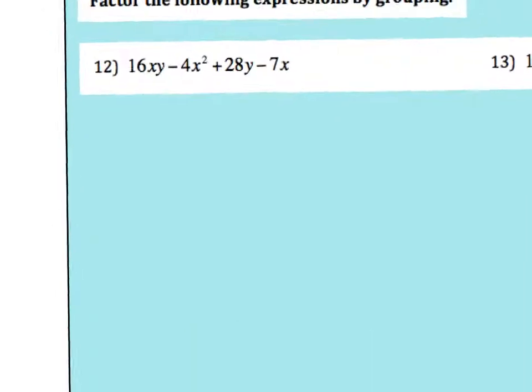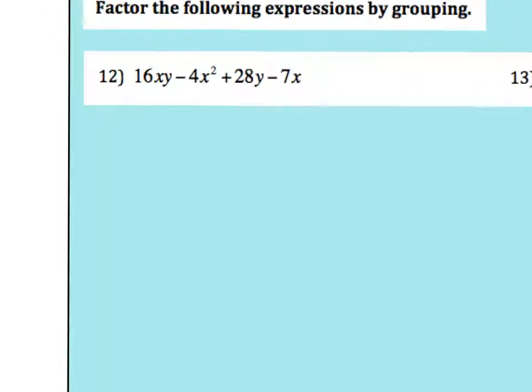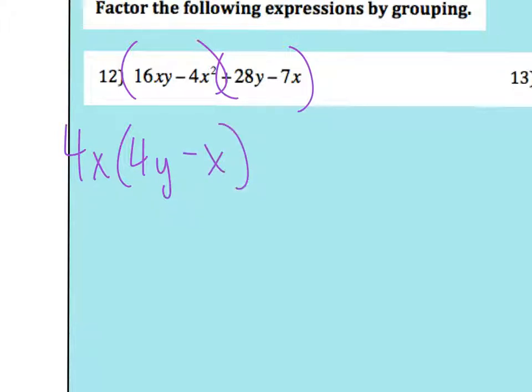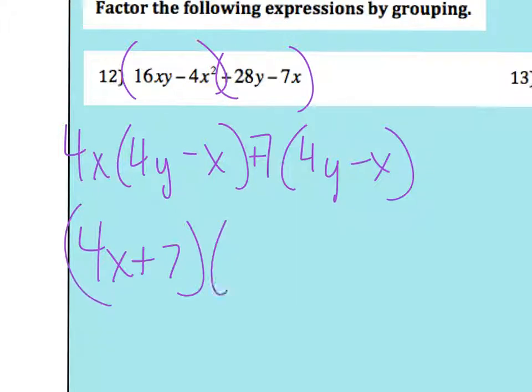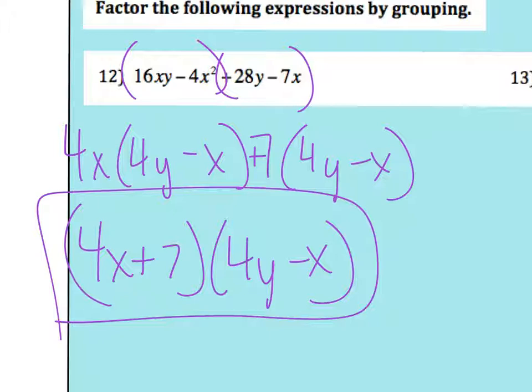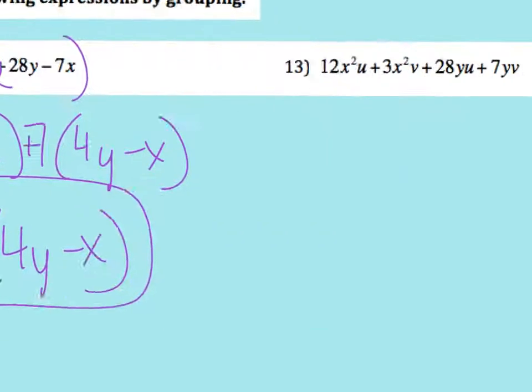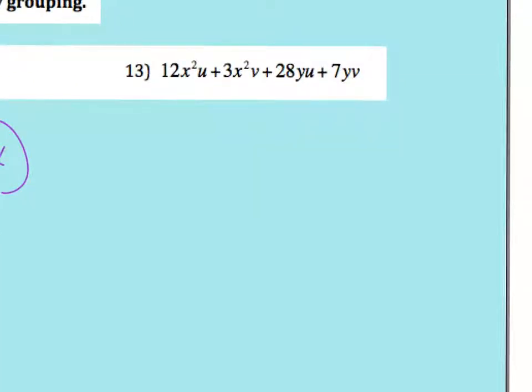So, same kind of idea, grouping, parentheses, parentheses, parentheses, parentheses. So I'll pull out 4x, be left with 4y minus x. Pull out 7 here, be left with 4y minus x. 4x plus 7, 4y minus x. Boom, there's where we're at. Boom, we're done. Now, this one gets a little messier because there's a lot going on.